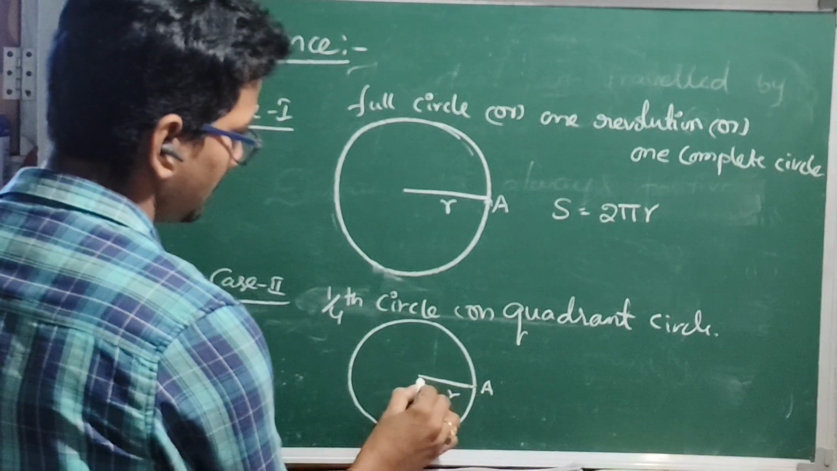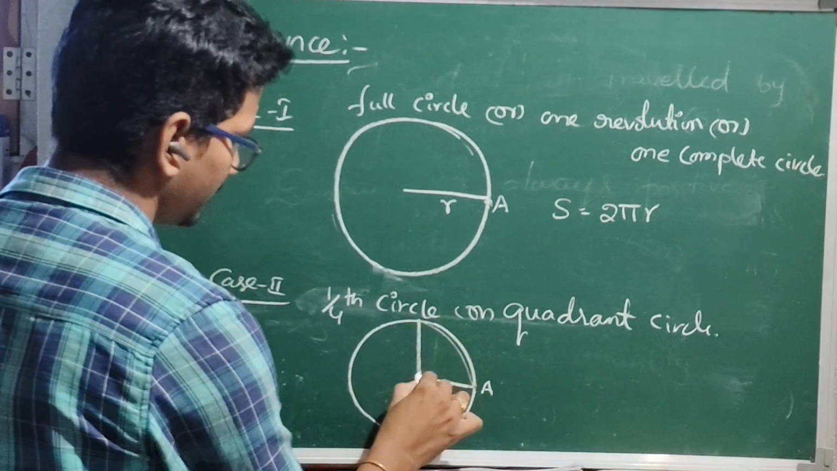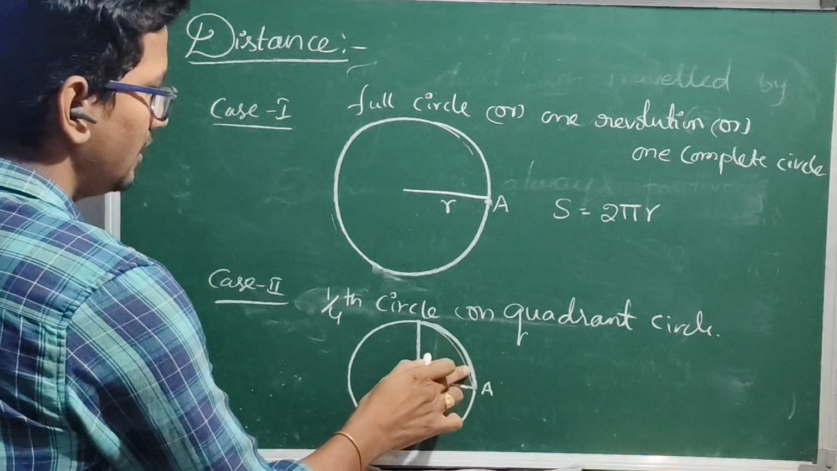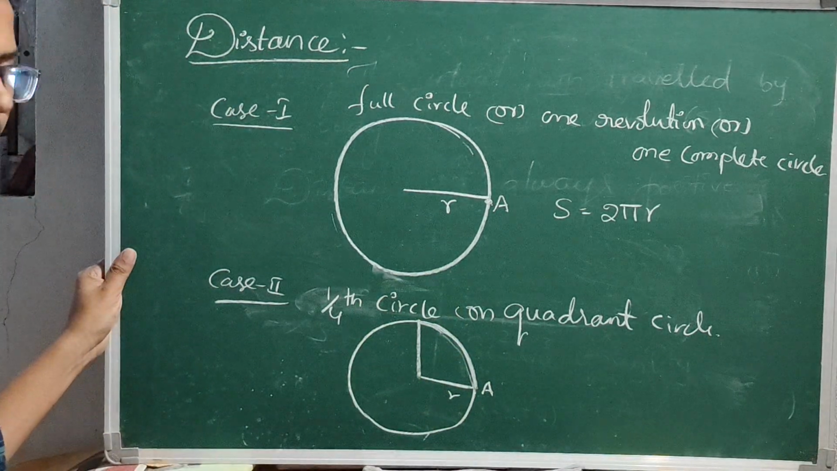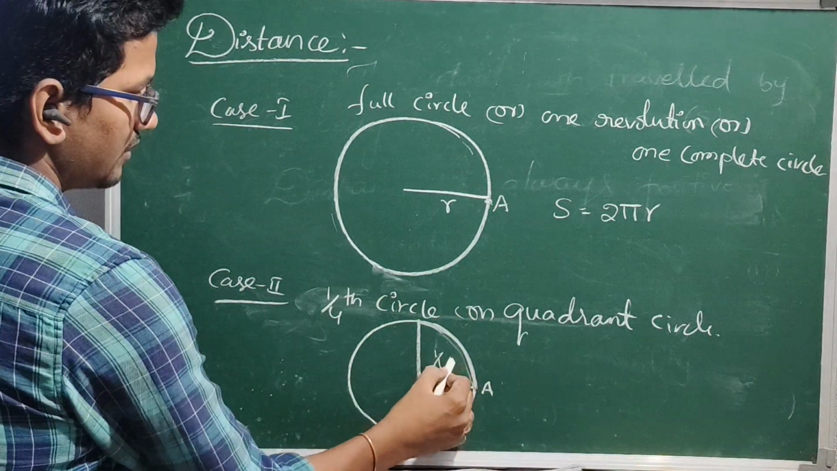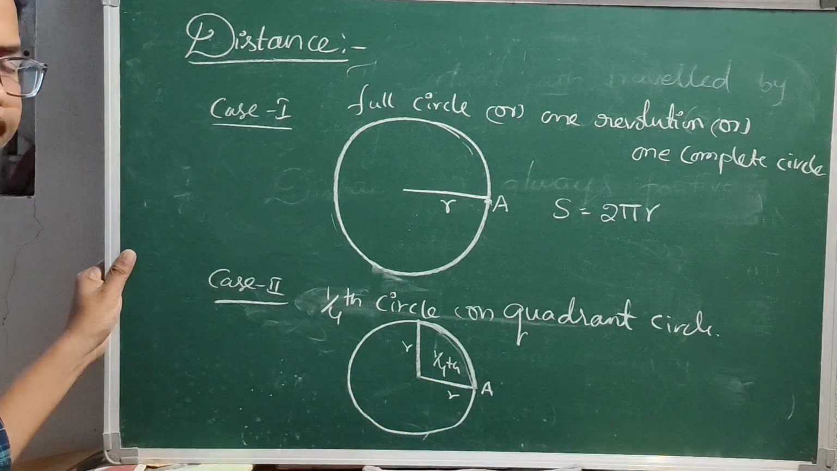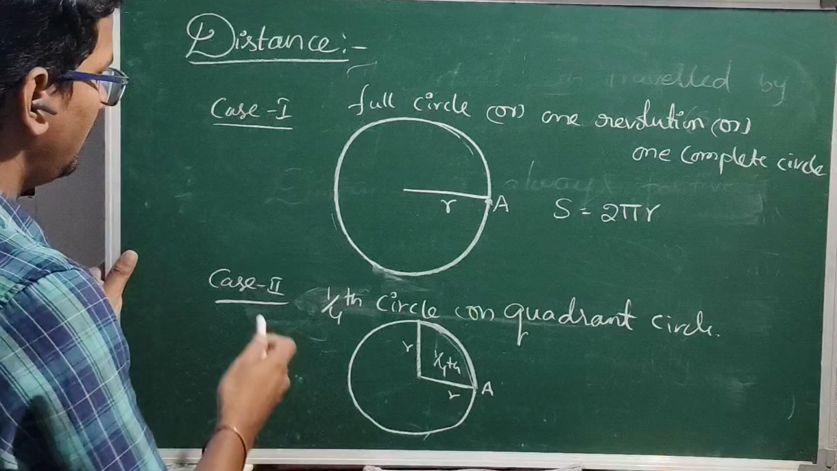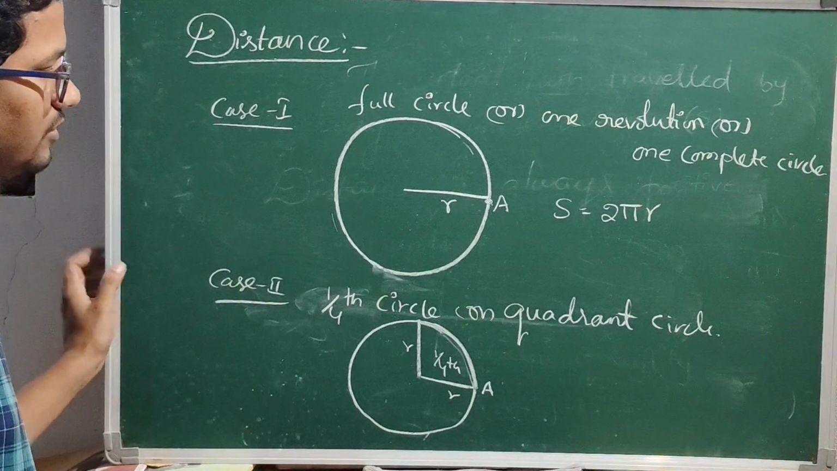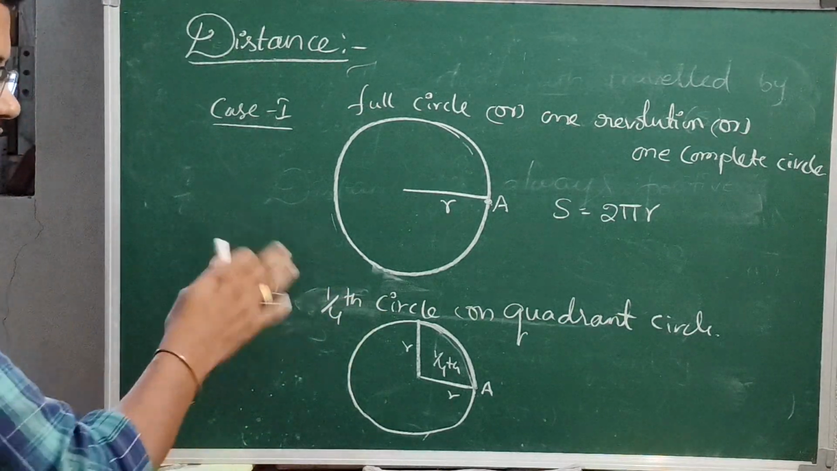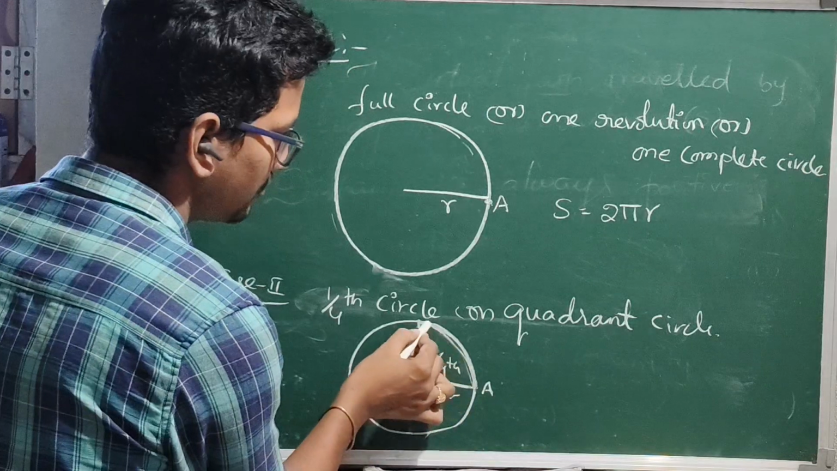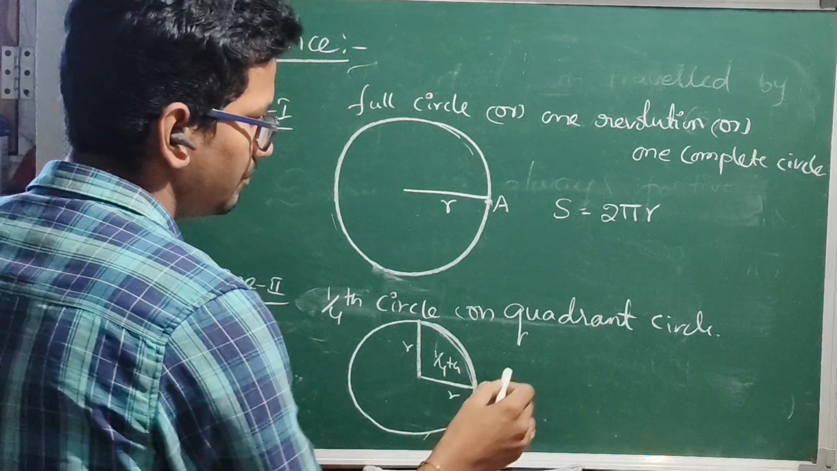This is the full circle. If you want to take the total four parts, the first part is the first quadrant circle. This is the 1 by 4th circle. All sides, the radius, are equal. What is the distance of the 1 by 4th circle? The actual path. Actual path means this is the path, 1 by 4th has completed.